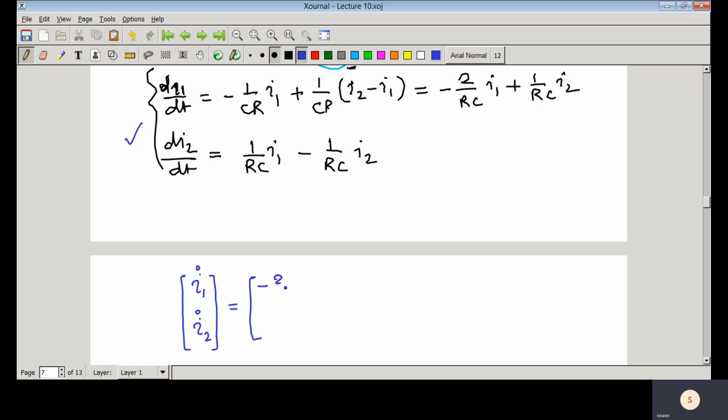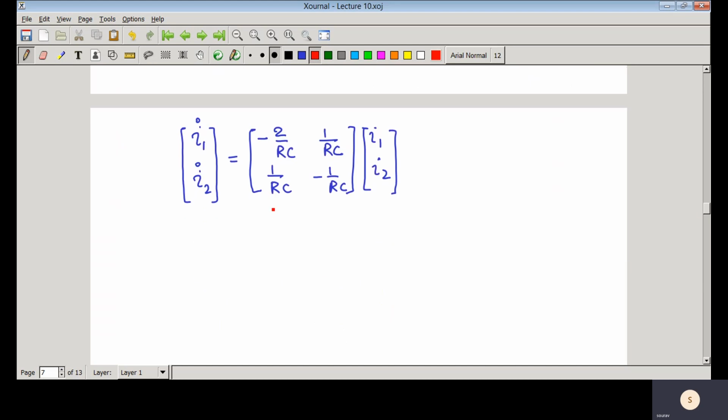so this one is minus 2 by RC, then 1 by RC, and here you have that state vector, that is I1, I2, and the second equation is 1 by RC, minus 1 by RC. So let us define this matrix as A.